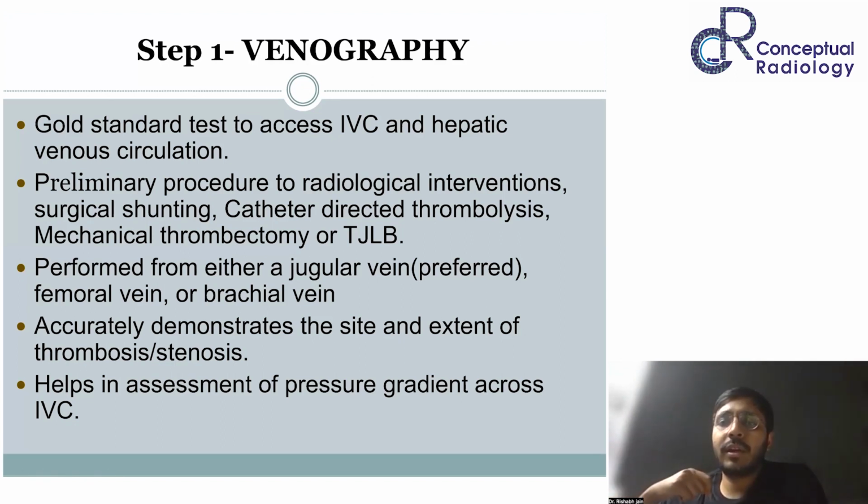So even if you want to give a catheter directed thrombolysis, you have to cannulate the hepatic veins, do a venography and see how much of the hepatic veins are filling. If you want to do mechanical thrombectomy through a balloon or a catheter, again you'll have to cannulate the hepatic veins. So venography is a preliminary procedure to all radiological interventions.